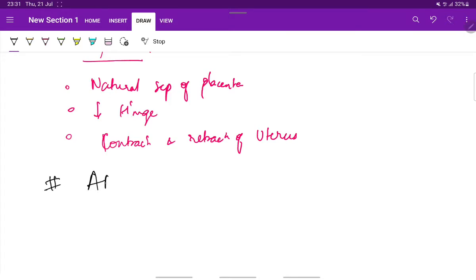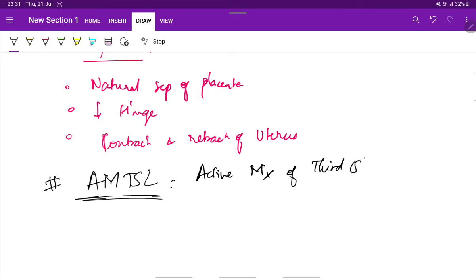Now, let us see about the active management of the third stage of labor, referred to as AMSTIL, which is active management of the third stage of labor.